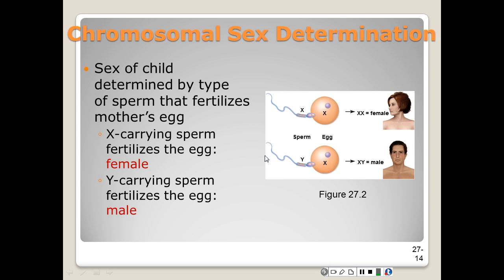Alright, so the sex of a child is determined by the type of sperm that fertilizes a woman's egg. An X-carrying sperm is going to fertilize the egg producing a female, and a Y-carrying sperm is going to fertilize the egg, producing a male child. Thus the sex of a child is determined at fertilization by the sperm.